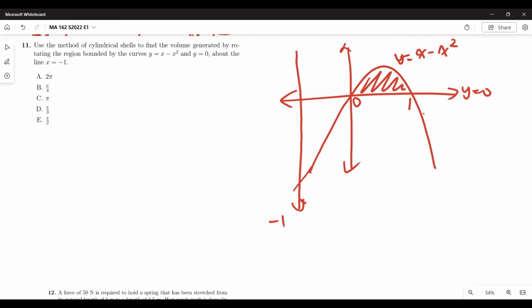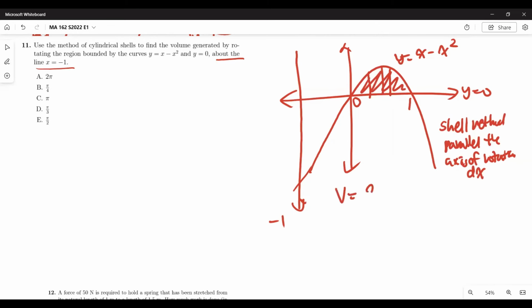So if you want to use the cylindrical shells and it's rotating about the line x equals -1, we can just use dx as the thickness. Shell method thickness is always perpendicular to the axis of rotation, which in here is the x-axis, which is why we're going to use dx as our thickness. And the volume for the shell method equation is 2 pi times length times radius times dx thickness.